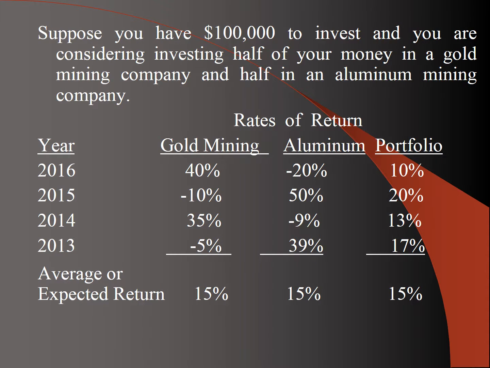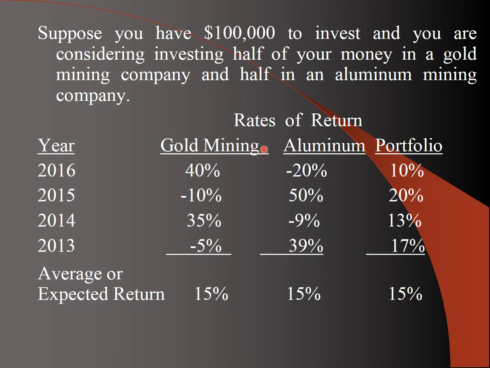Okay, let's say that there are two companies. One's Gold Mining Incorporated, the other one's Aluminum Incorporated. Okay, and you've got $100,000 to invest, and you're thinking about putting half your money in gold mining and half your money in aluminum. And if you do that, here is the portfolio rate of return, and I'll talk about how I got that in just a moment.